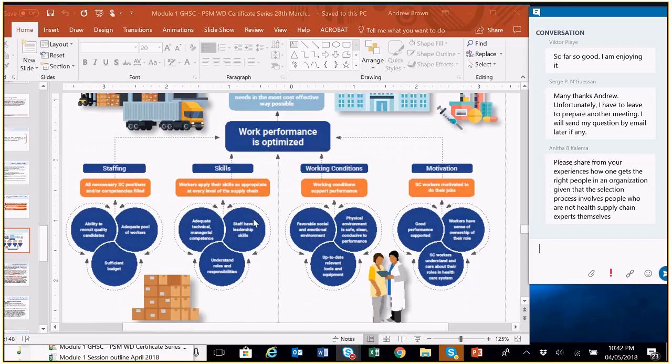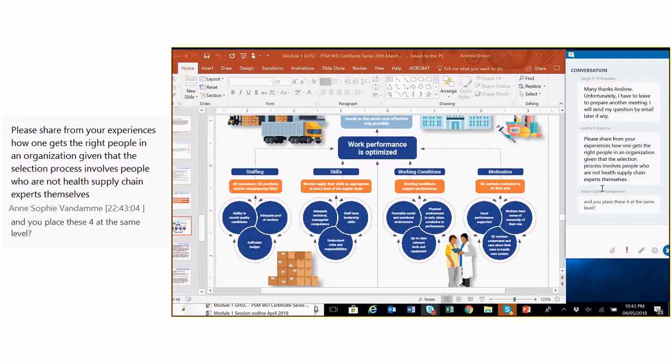And in answer to Anissa's question about getting the right people in the organization, absolutely, that's something we're going to be talking about, and that's going to be picked up in module number 4.